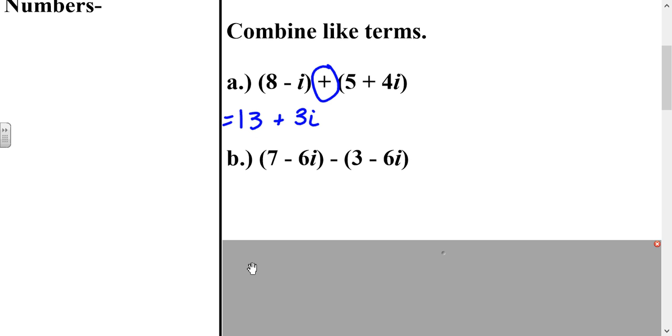Let's try another one. So this time we are subtracting. Now I like to do keep, flip, change when I subtract because it's easier for me to add than it is to subtract and get all those signs messed up. So I'm going to rewrite this as 7 minus 6i.